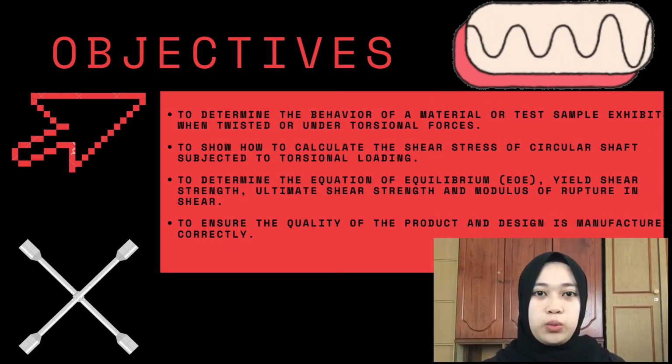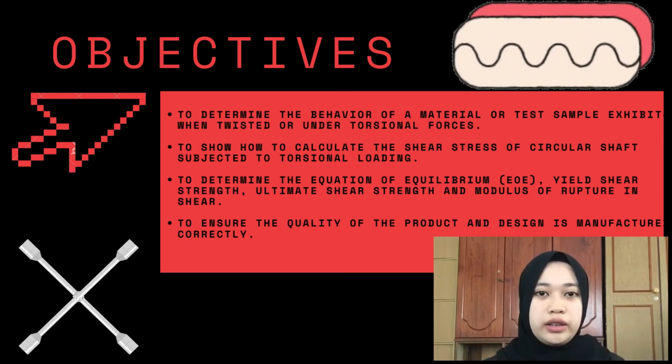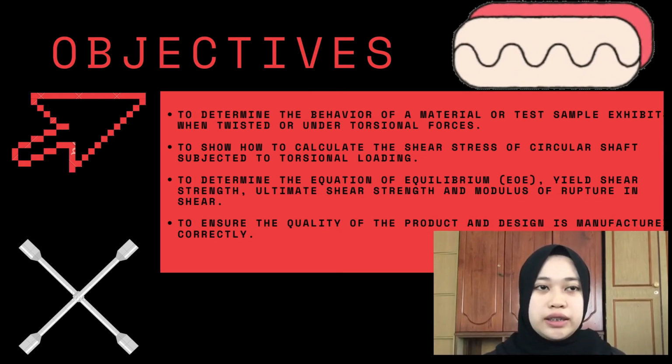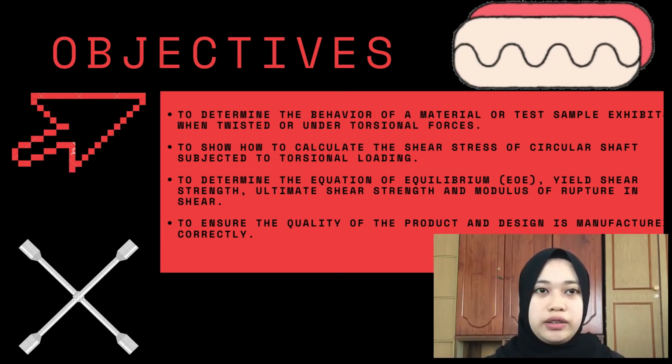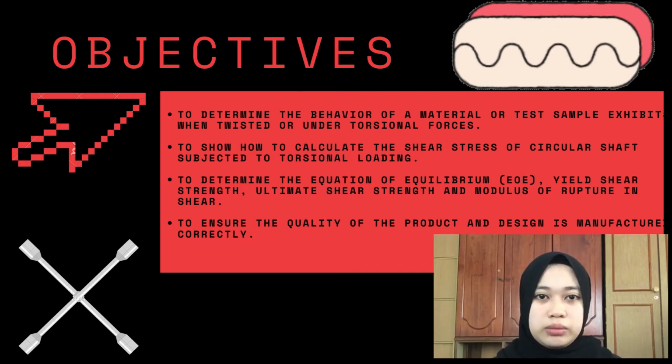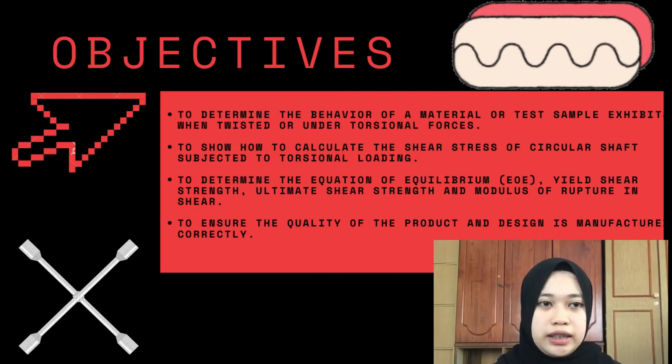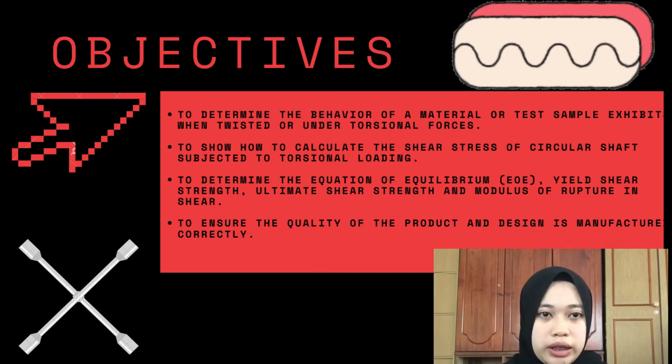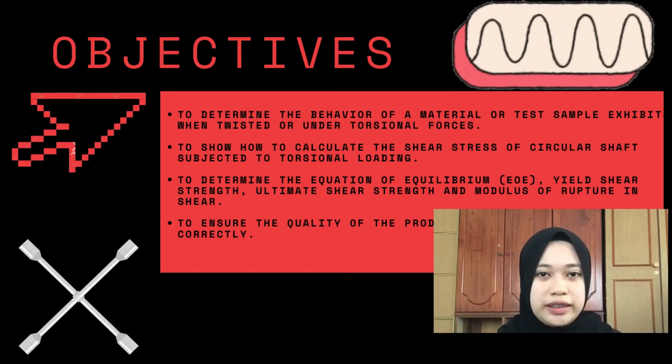Next, I will talk about our objective. What is our objective on the experiment? First is to determine the behavior of a material or test sample exhibits when twisted or under torsional force. Second, to show how to calculate the shear stress of circular shaft subjected to torsional loading. Third, to determine the equation of equilibrium, yield shear strength, ultimate shear strength, and modulus of rupture in shear. And lastly is to ensure the quality of the product and design is manufactured correctly.